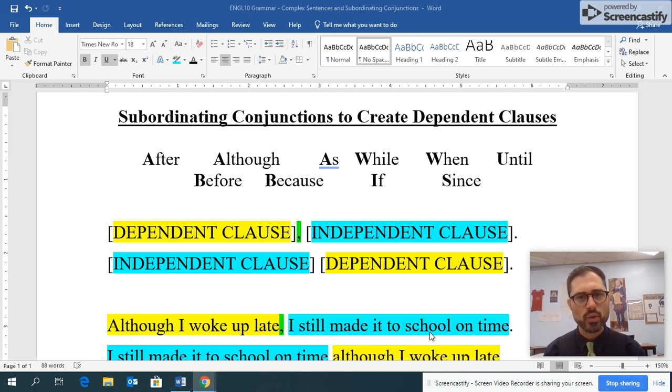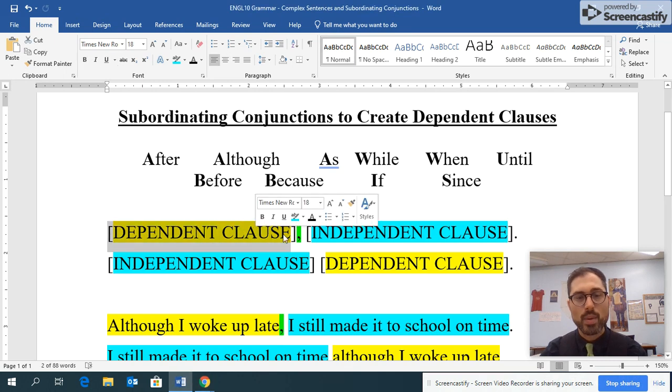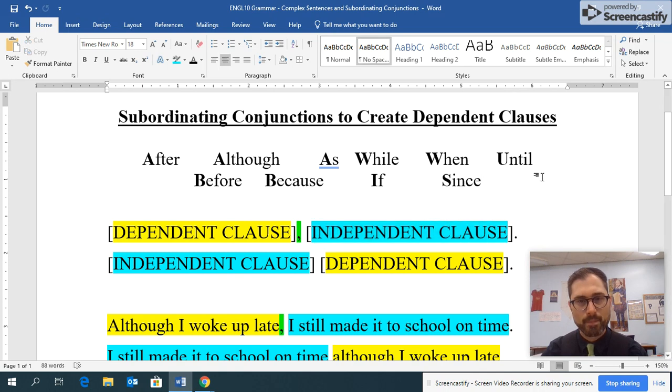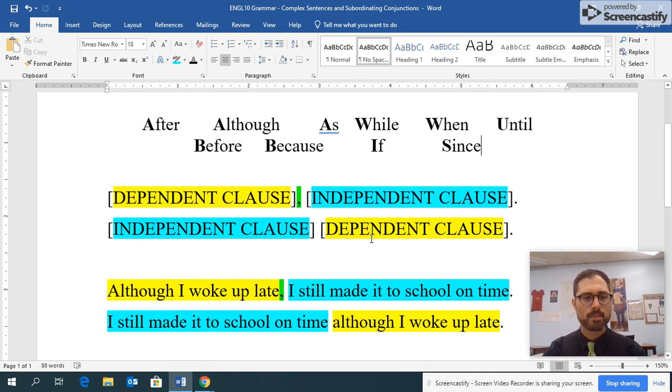So, for complex sentences, we have a few options, two major options of how to create a complex sentence. One is that we begin with a dependent clause, then we put a comma, and then we have an independent clause. The other option is we start with an independent clause, have no comma, and then move on to our dependent clause. Here's what it looks like.